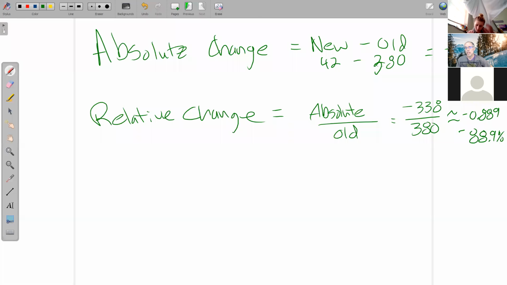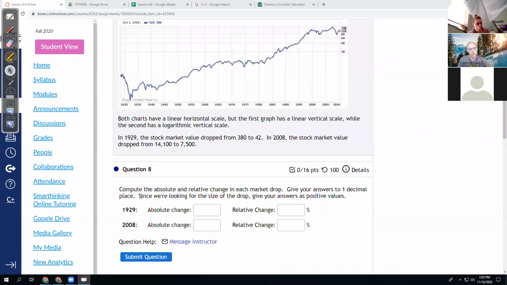Now, a note on the way the answers are asked for. We're looking for the size of the drop, so give your answers as positive values. Make sure you read the fine print. So for 1929, I would just say, hey, it dropped by 338, and the relative change to one decimal place. I missed that part: 338 to one decimal place. As a percentage, yeah, that would be 88.9. That's all I got for that one. So I'm going to let you do the 2008 one, see what you get.